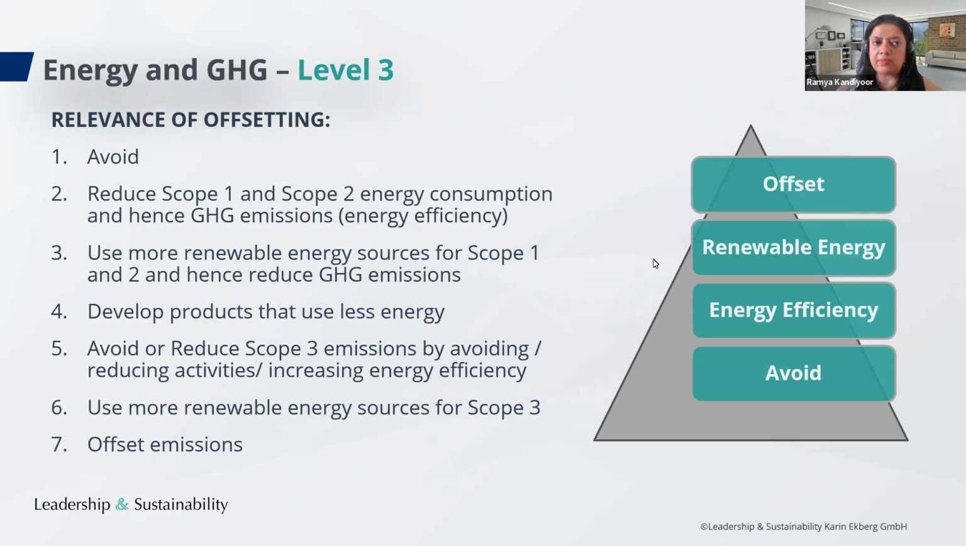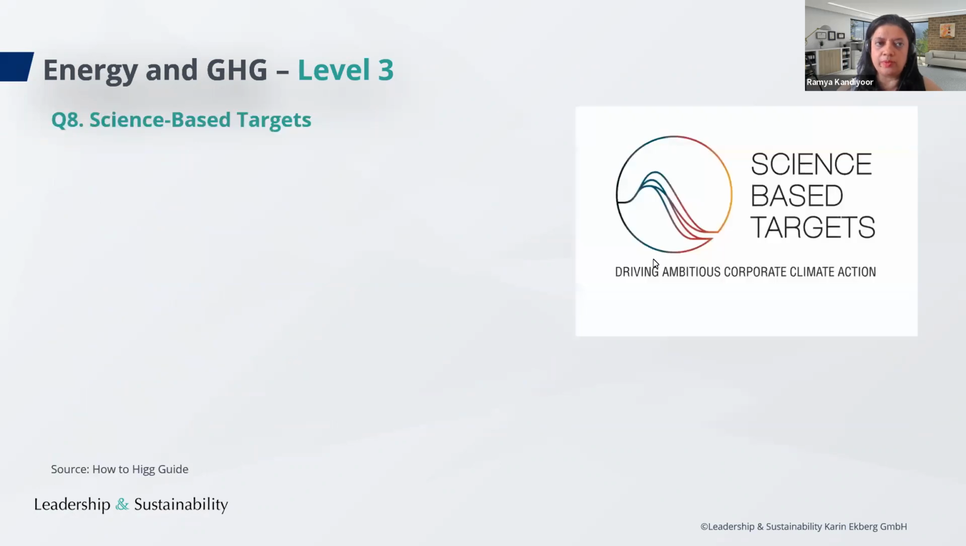So offsetting is basically the very last option that we will consider. And before offsetting your emissions, ideally, you should try and look at the hierarchy, the energy hierarchy, which we are indicating here. And this is the most ideal way in which you would be able to optimize your energy usage.